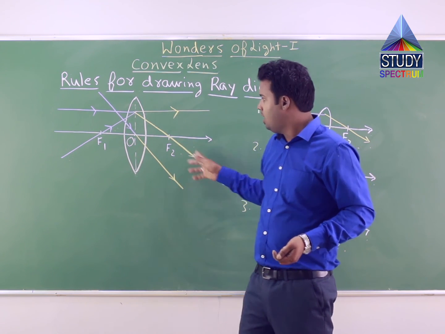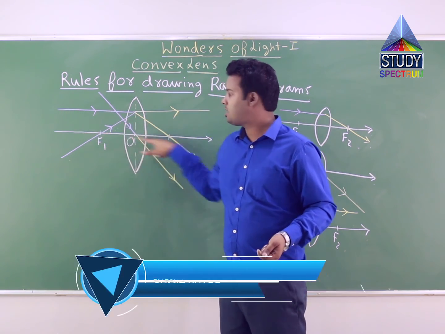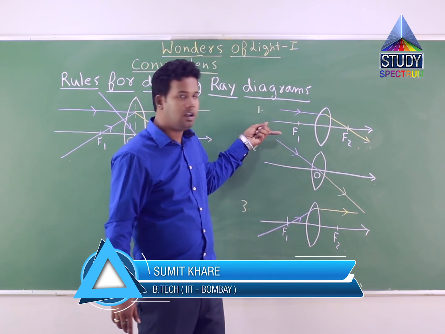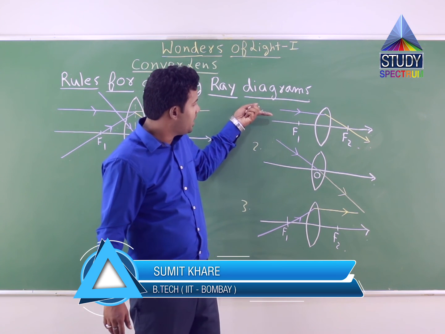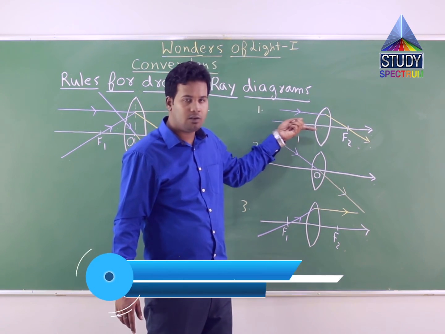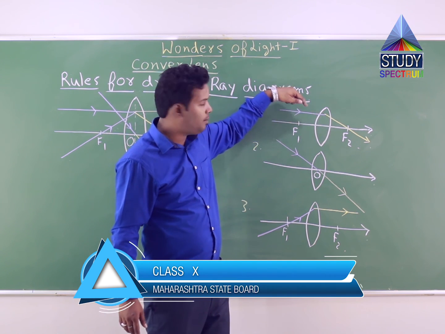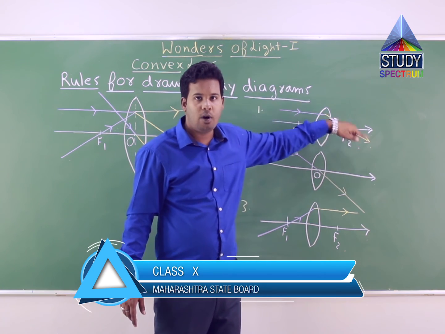Okay. Now the first rule is, if the incident ray is parallel to principal axis, which I have drawn here independently also. If the incident ray, this blue line, is parallel to principal axis, this white line, then after refraction, it means after bending, it will pass through this focus point.